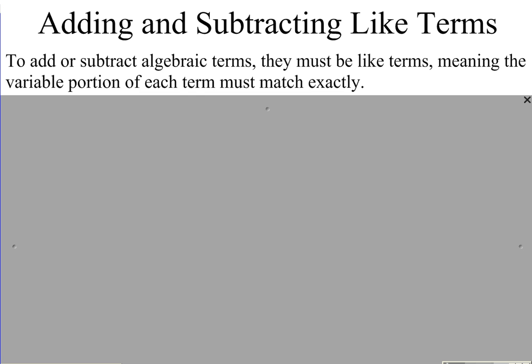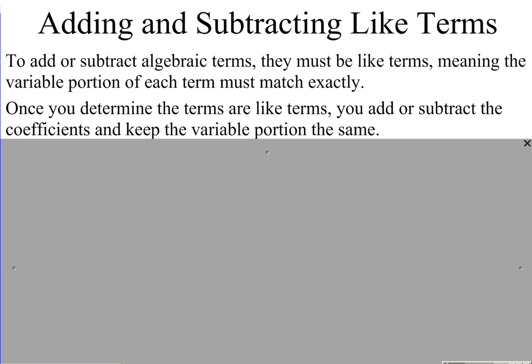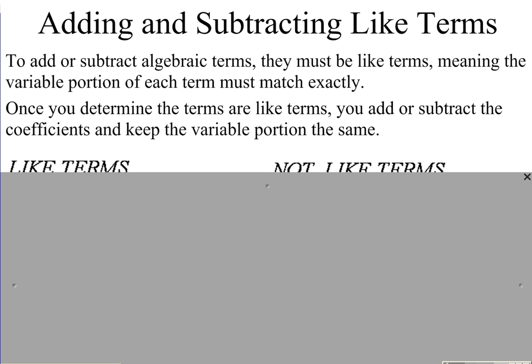To add or subtract algebraic terms, they must be like terms, meaning that the variable portion of each term must match exactly, not just the variable, but also the exponent on the variable. In other words, x and x squared are not like terms, even though it's the same variable. We do not have the same power or exponent on that term. Once you determine the terms are like terms, you add or subtract the coefficients and keep the variable portion the same. The coefficients, remember, are the numbers directly in front of the variable portion.